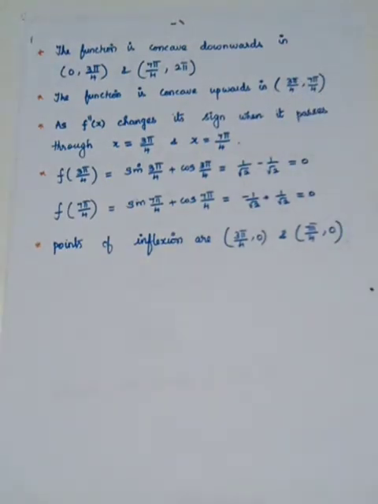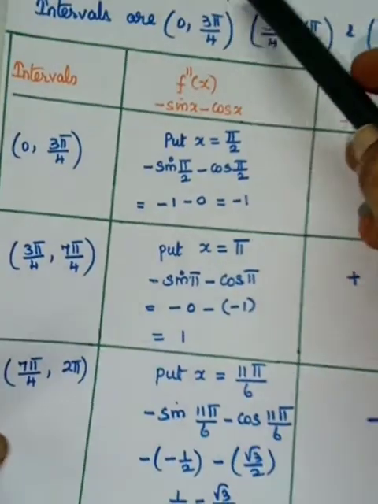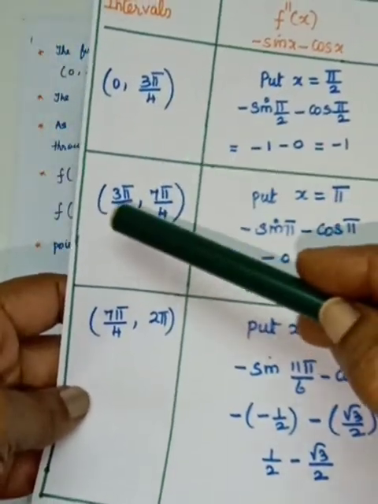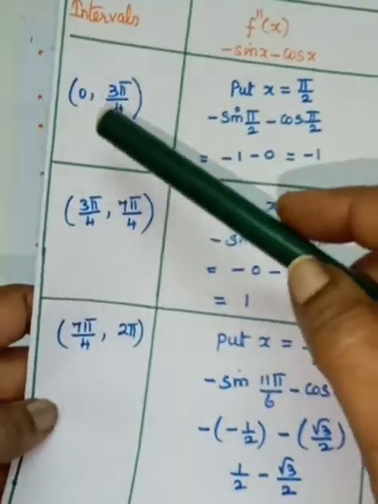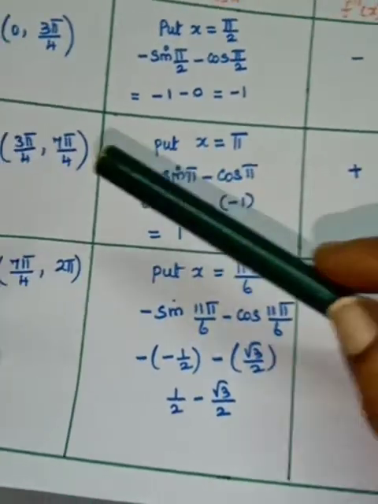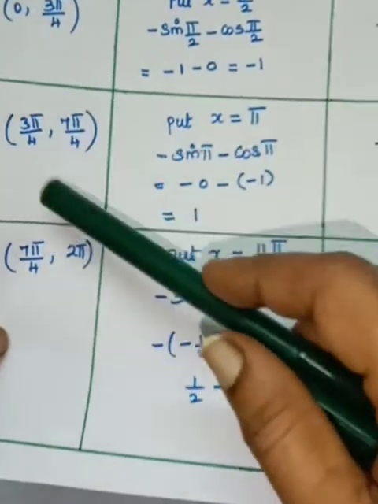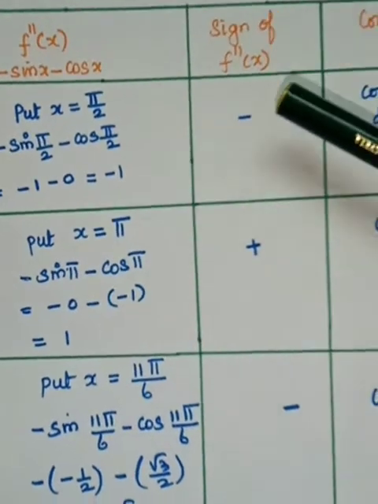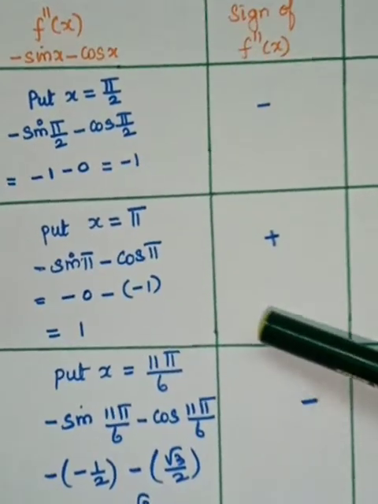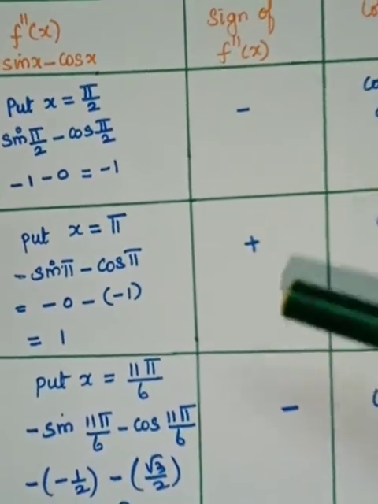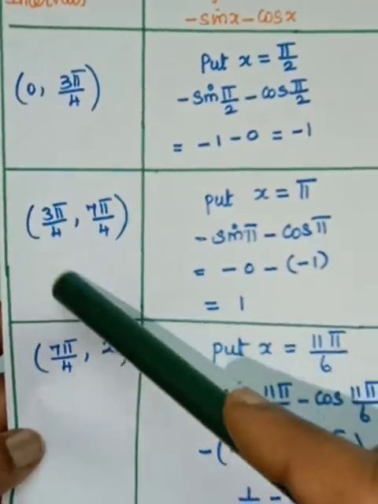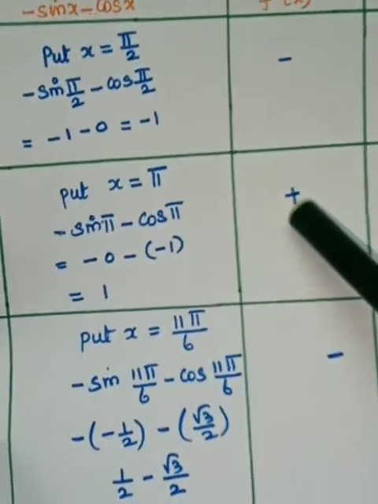Okay, and the next one you have to check is the point of inflection. You see that at these 2 points your f double dash of x is 0. Take the interval before 3 pi by 4, where it is negative, and after 3 pi by 4, in that interval f double dash of x is positive. So it changes sign from negative to positive, that is concave downward to concave upward. Now go for 7 pi by 4. Before 7 pi by 4, in this interval, the function is positive.